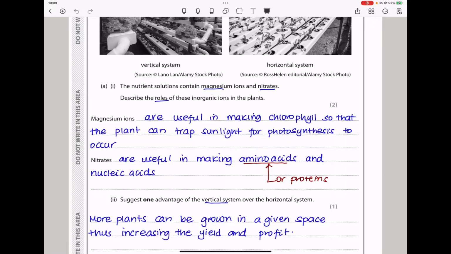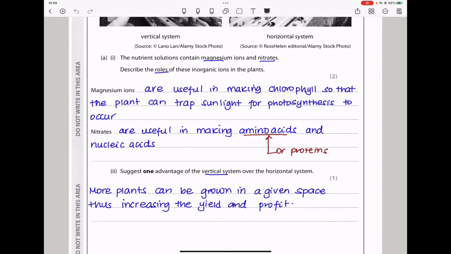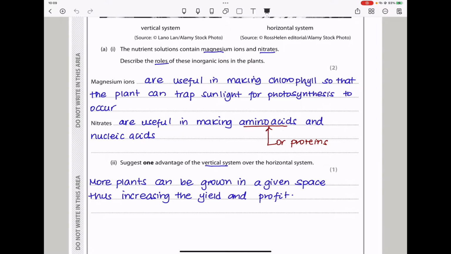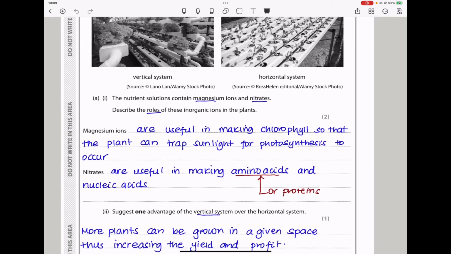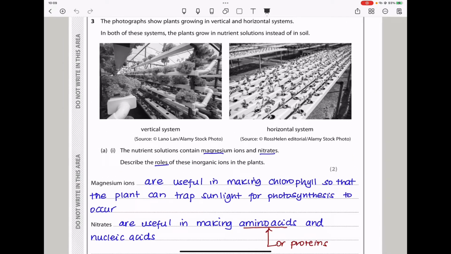while nitrates are useful in making amino acids as well as nucleotides. Then they suggest one advantage of the vertical system over the horizontal system. The vertical system is going to save up on space.